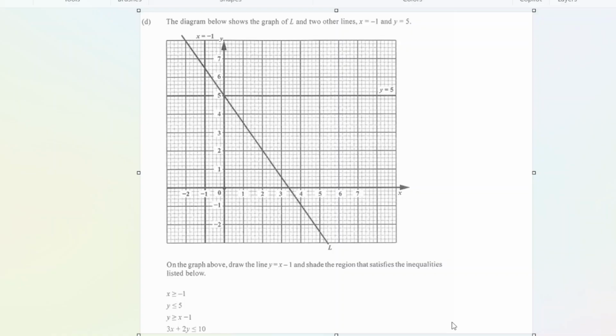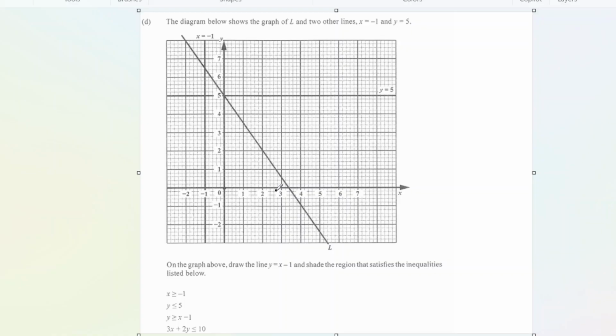Right, so part D, the diagram below shows the graph of L and two other lines, x equal to -1 and y equal to 5. Right, so look, x equal to -1 is this line, y is equal to 5 is this line, this is line L. On the graph above, draw the line y equal to x minus 1 and shade the region that satisfies the inequalities listed above.